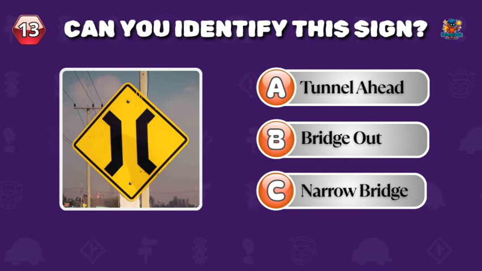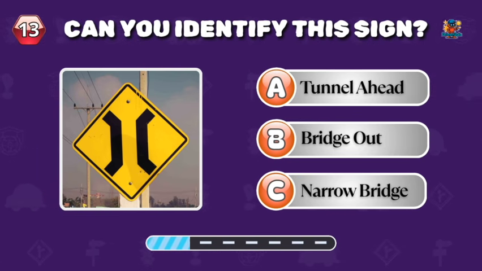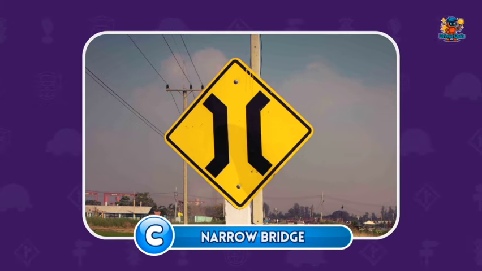Question 13. A. Tunnel ahead. B. Bridge out. C. Narrow bridge. Narrow bridge. This sign alerts drivers that a bridge ahead is narrower than the road.